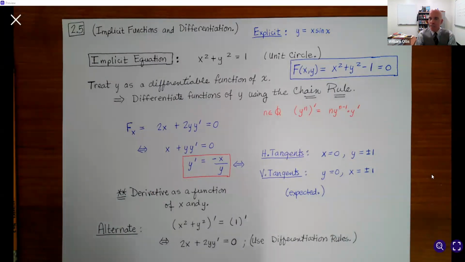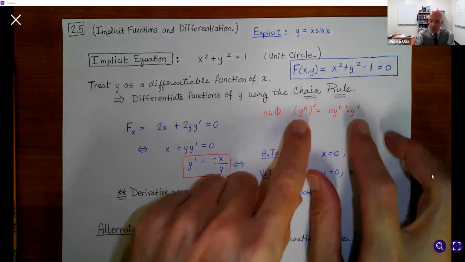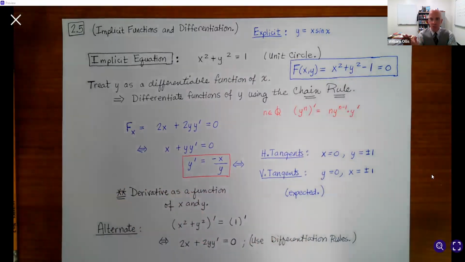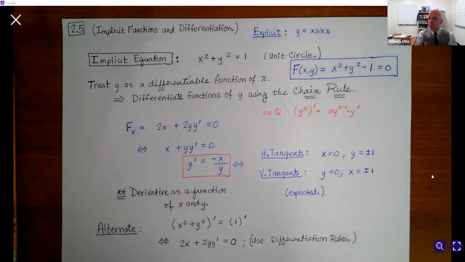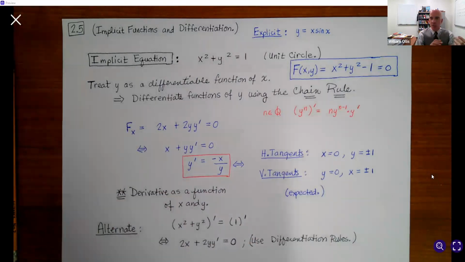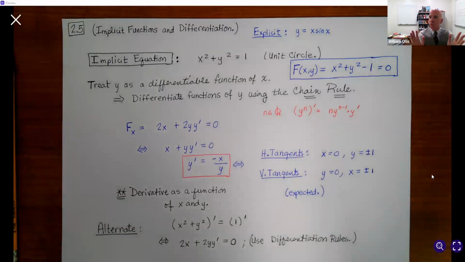Okay, so again, it doesn't look like what we're accustomed to, where we just have one variable. But again, we are treating y as a differentiable function of x and using the chain rule to differentiate it. Now, that doesn't mean you don't use the other rules. Of course, you could use the product rule, the quotient rule, the sum rule, all of these rules in conjunction with the chain rule. So all of those techniques are still valid. So if you treat equations that you've looked at previously, the implicit technique does not change anything. It just simply is an alternative.